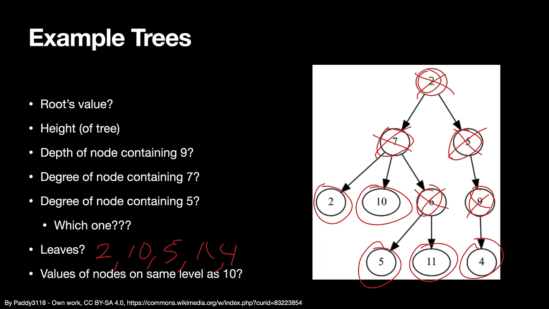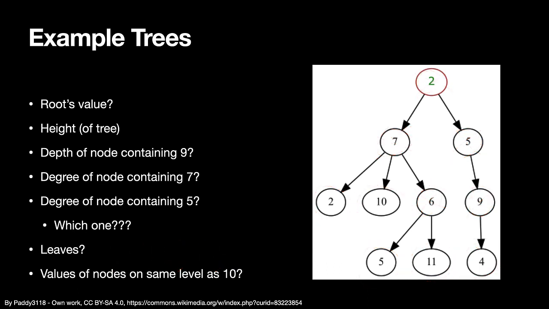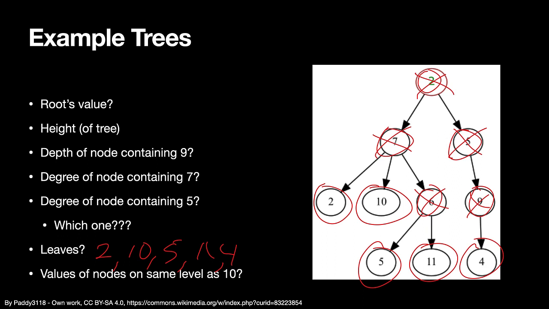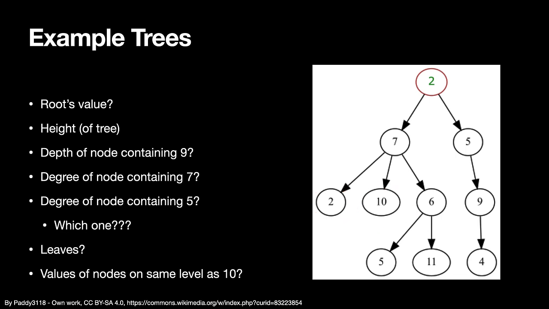Okay, so what about the values of nodes on the same level as 10? Well, again, we can break this down and identify where the 10 is at. And 10 has a depth of 2. So everything that has a depth of 2 would be considered on the same level as 10. In our diagram, we can easily visually pick out all of the nodes that are on the same level as 10.